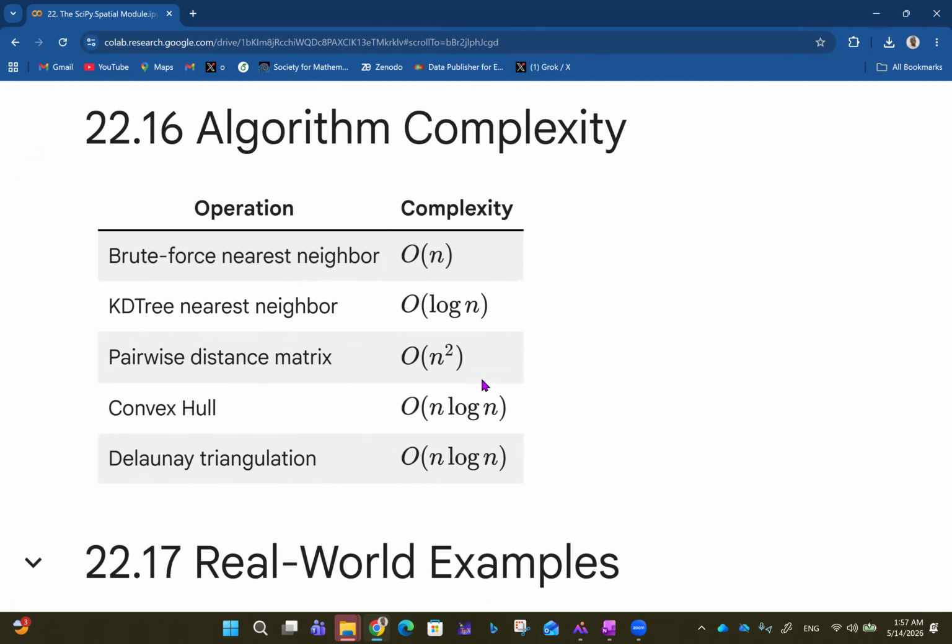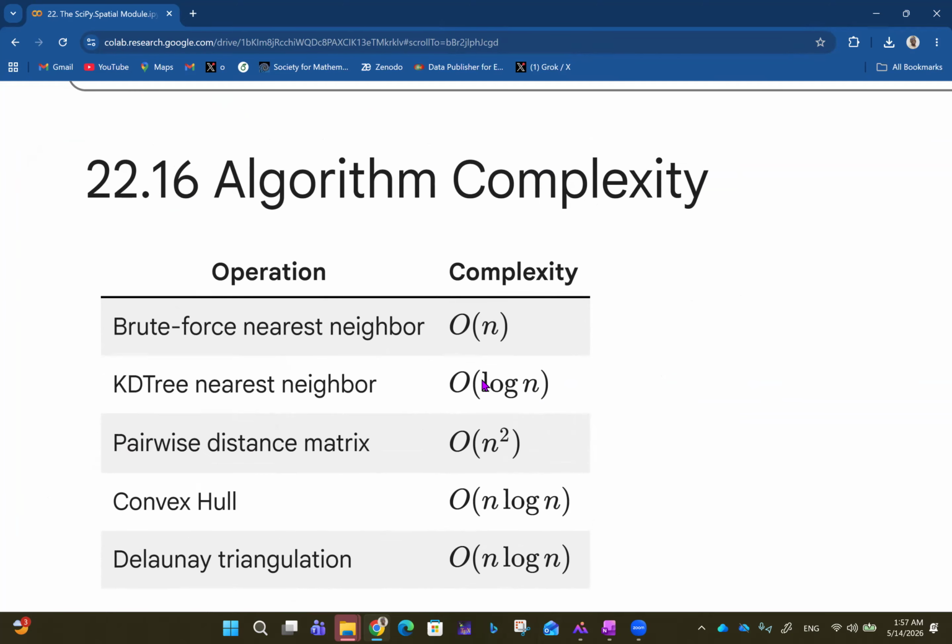Then we're talking about algorithm complexity now. Brute force nearest neighbor is of order n, whereas KDTree nearest neighbor is log n. Of course, you can be sure log n is faster than order n. I mean, once n is 10, log 10 is 1, so this looks faster than n. Then n squared, of course, will be slower than log n, depending on some ideas. Then convex hull is order n log n. Delaunay triangulation is also order n log n.